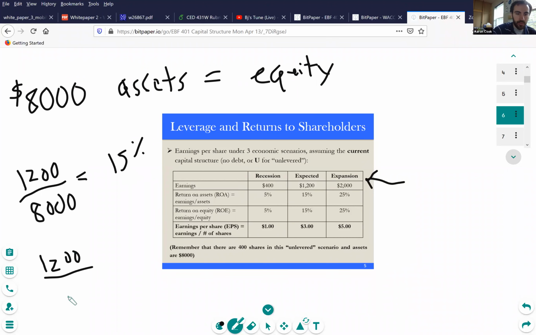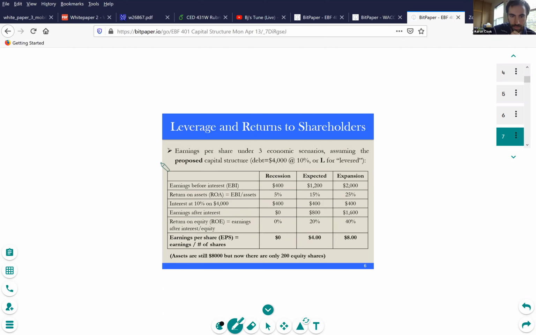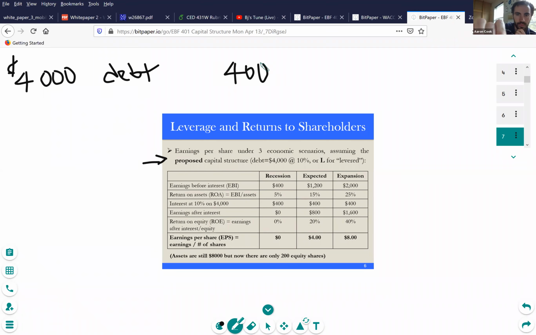What's not going to stay the same is when we take this example and translate it into the case where the firm is levered up. In this case, we have a proposed capital structure of 4,000 debt, 4,000 equity. Assets are still 8,000. That's just the sum of the individual components.